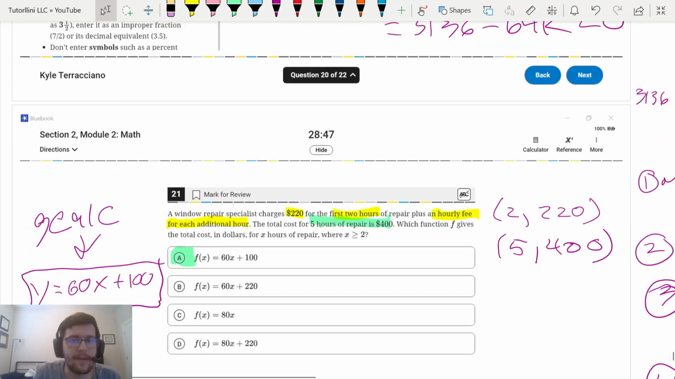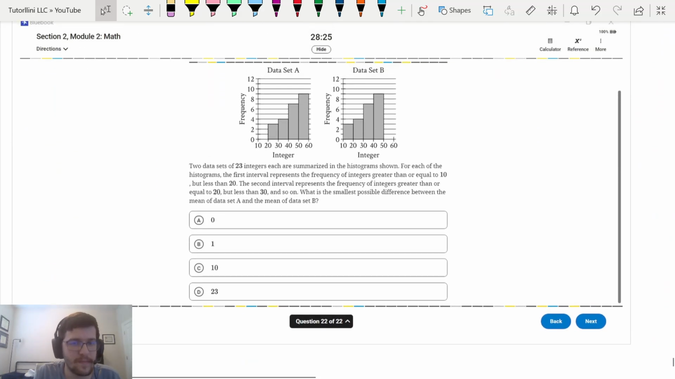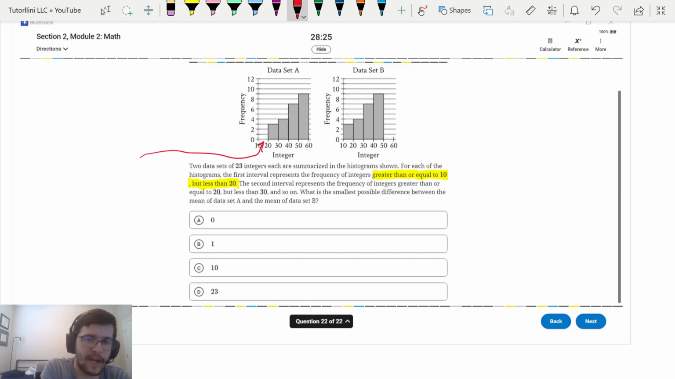Okay, last one, probably the hardest question on the test. Okay, so first you need to understand that all of these values are integers, and you see how it says greater than or equal to 10, but less than 20. So this box, for example, only has numbers greater than or equal to 10, but less than 20. And then the one to the right of that would be greater than or equal to 20, but less than 30, et cetera, et cetera.